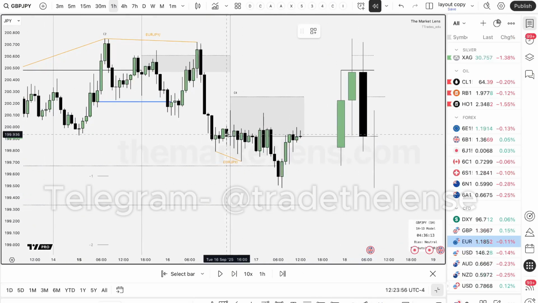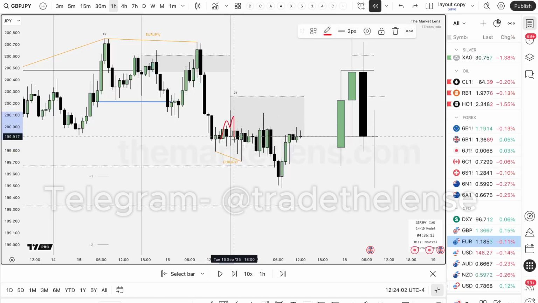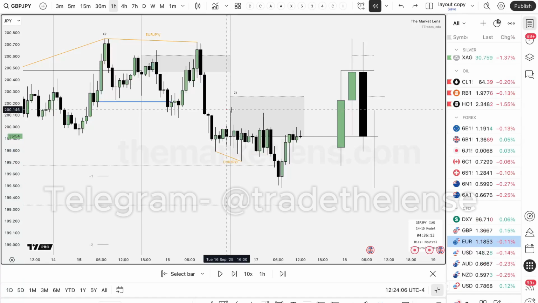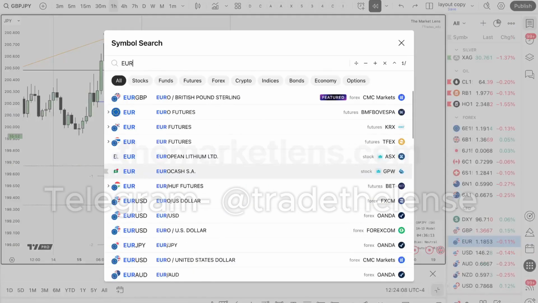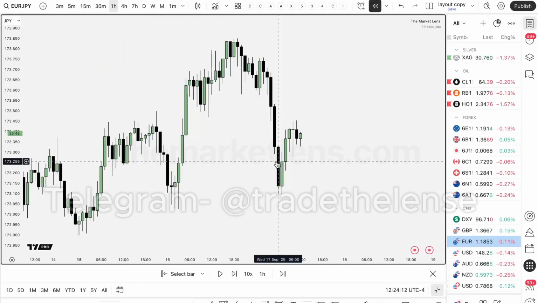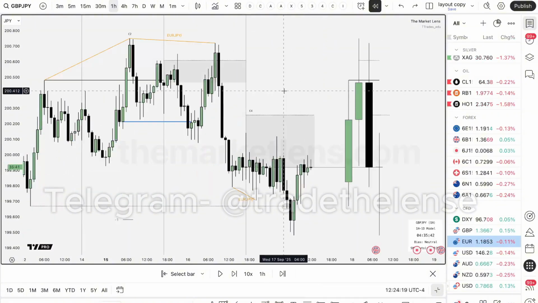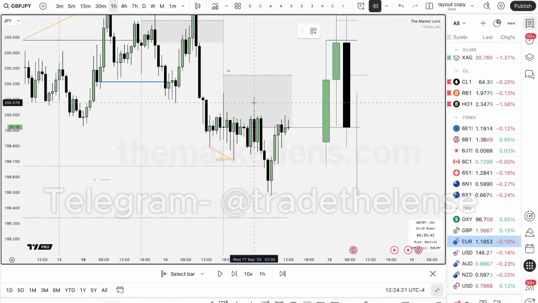Well, I'd want to see price open, trade higher into this fair value gap, then trade it lower. Not the biggest fan of price consolidating, taking out its previous day low, consolidating, unless we have SMT here with Euro JPY. Wow, that is just absolutely foul, I suppose. Not helpful at all.